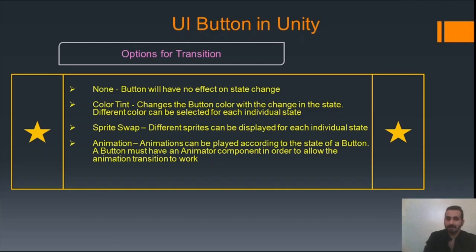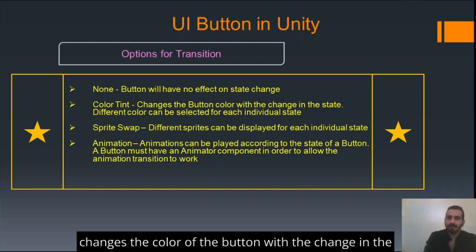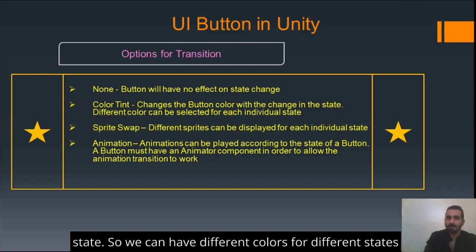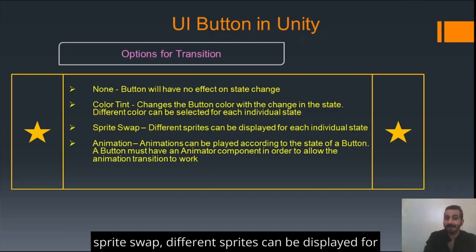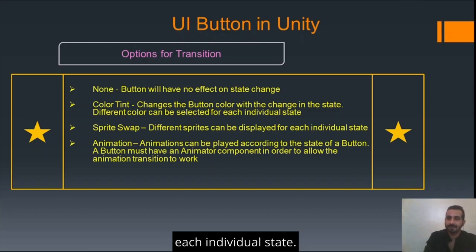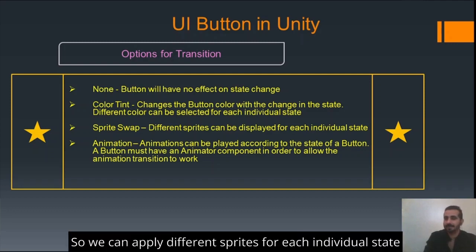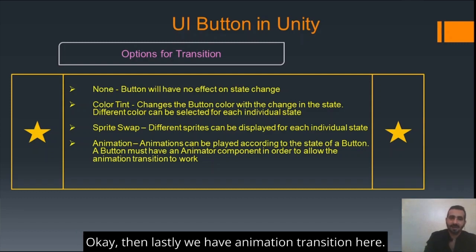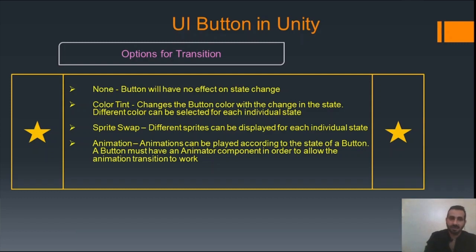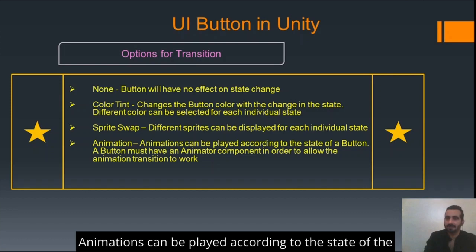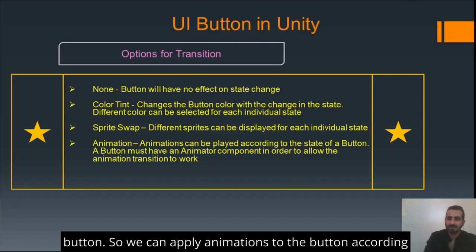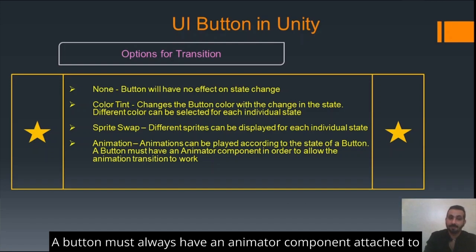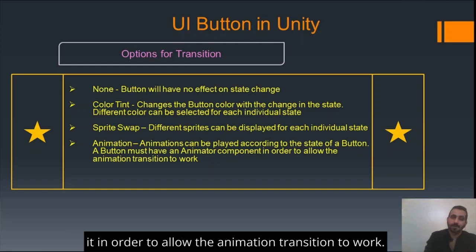Then we have color tint, which changes the color of the button with the change in the state. So we can have different colors for different states here. Sprite swap: different sprites can be displayed for each individual state. Lastly, we have animation transition here. Animations can be played according to the state of the button. A button must always have an animator component attached to it in order to allow the animation transition to work.